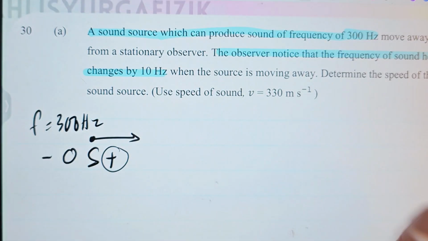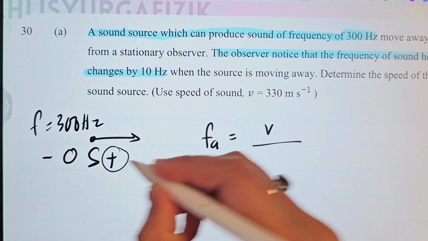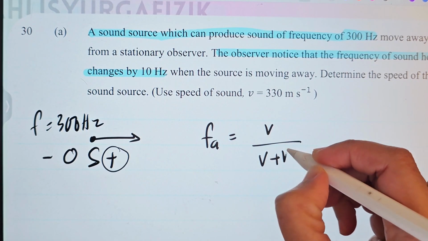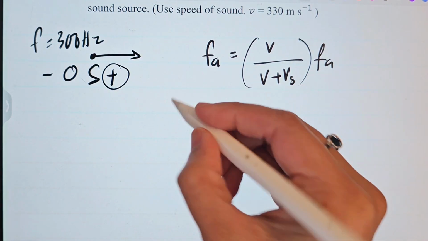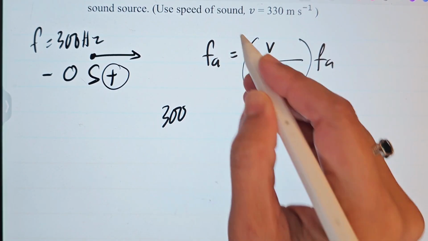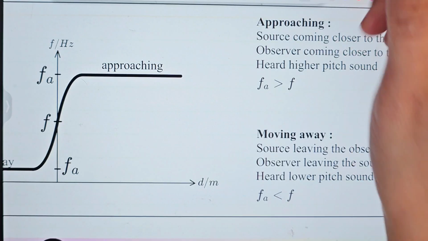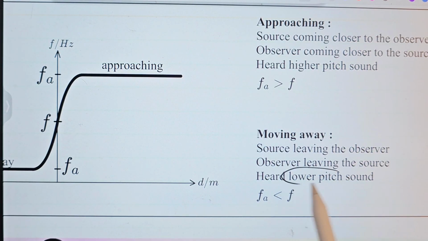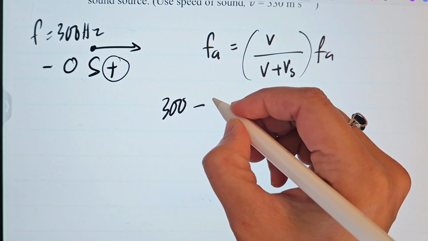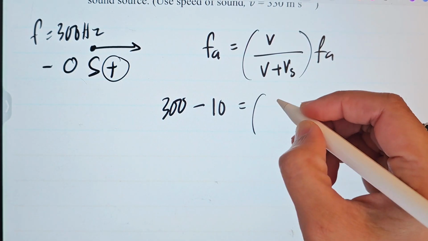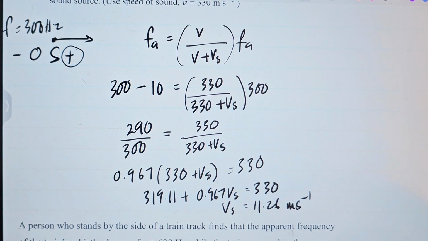But before we go to that part, we're going to make the equation for this one. Because this one is positive, our Vs is positive. Now the 300, like I said, because it is moving away, we take the lower pitch. So we have to subtract: 300 minus 10. So I got 11.26 meters per second.